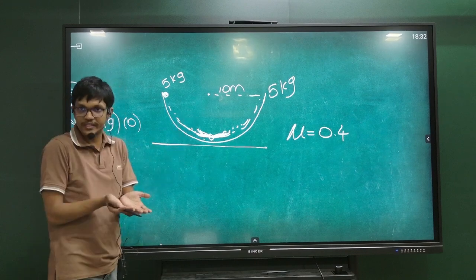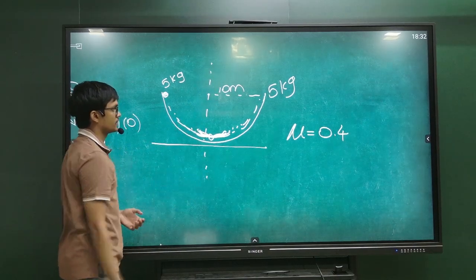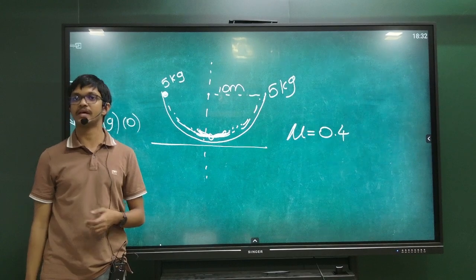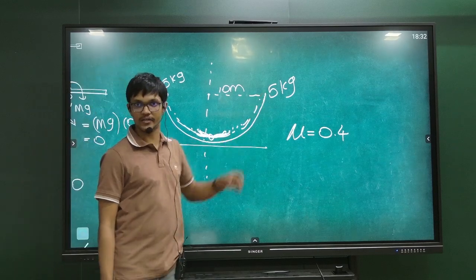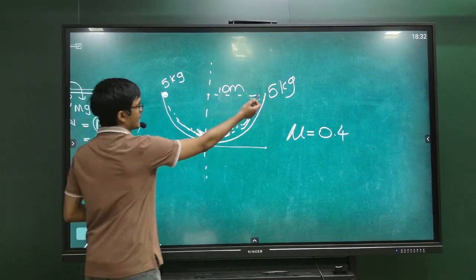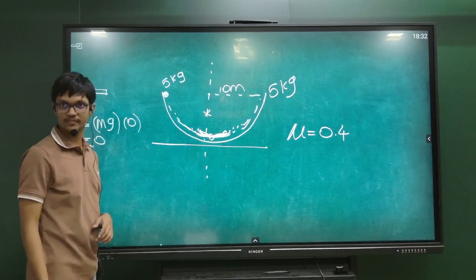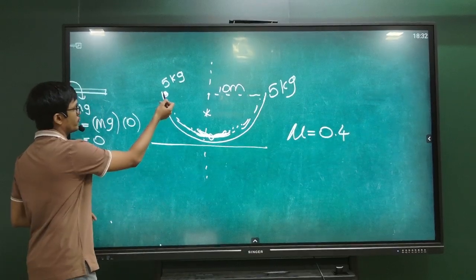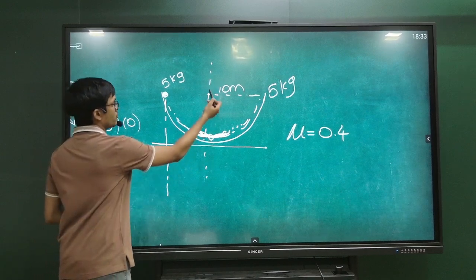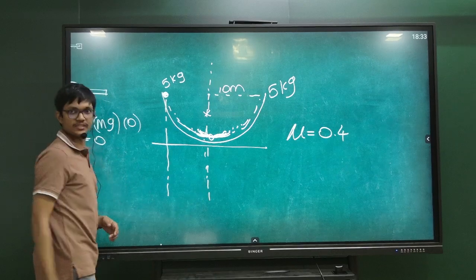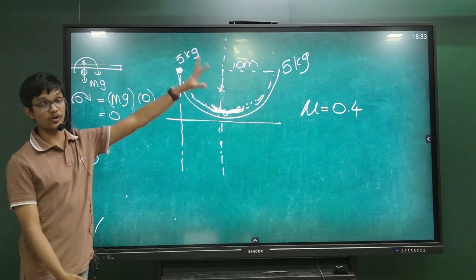Since it is symmetric, you can find the center of gravity in this line, clear? Here you have 5 kilograms and this is 5 kilograms. So this 5 kilograms is placed around here, right? So you have 5 kilograms here in this line, 5 kilograms here in this line, and in which line can you find the center of gravity of the whole system?